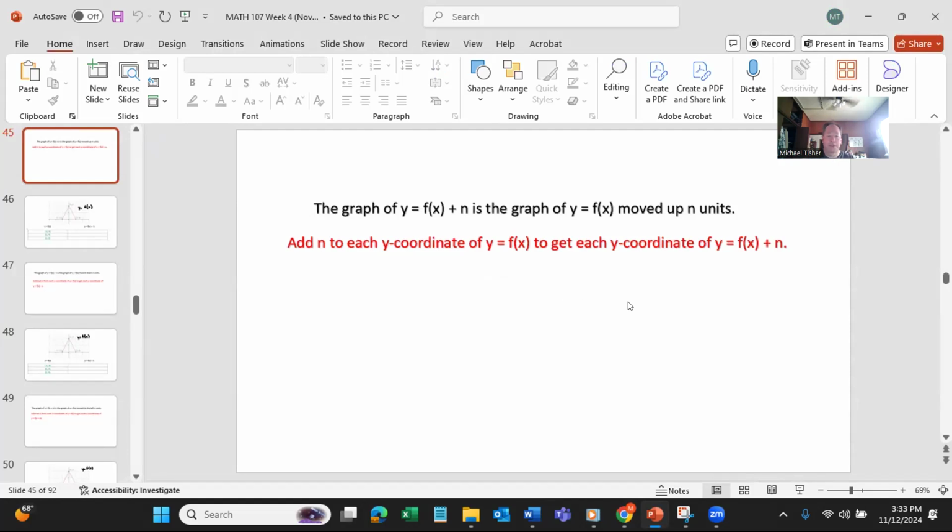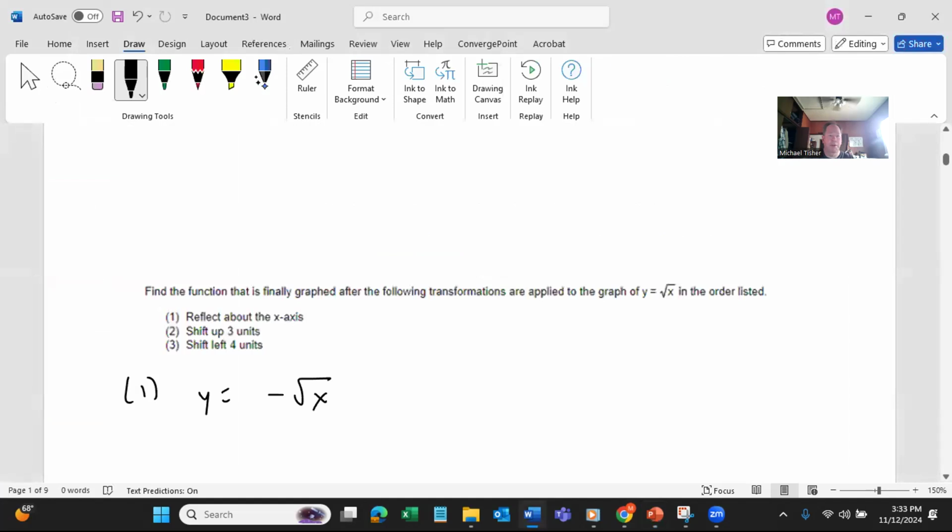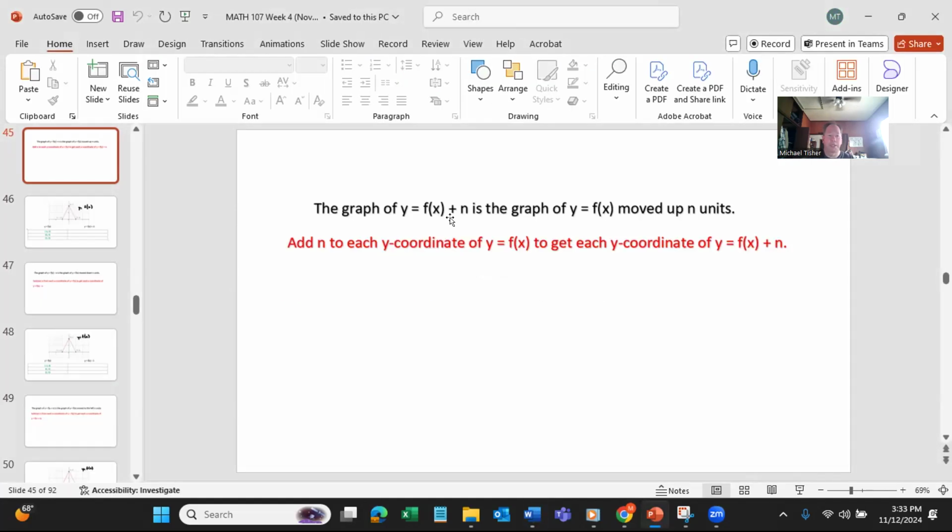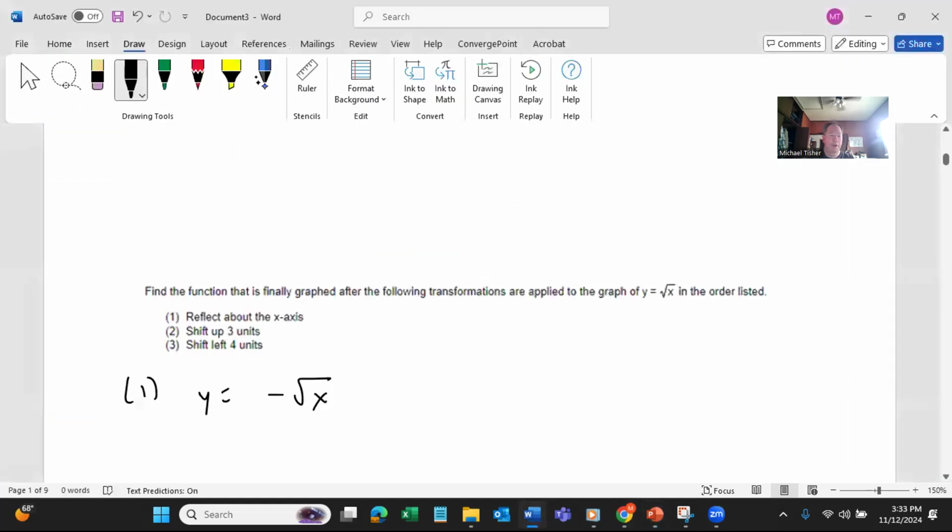In this case, we're shifting up, let's say we're shifting up 3 units. So in this case, n would be 3. And so that means we'll be plussing 3. So let's do that. Now, whenever you do this, we want to go from the previous function that we just did. So we won't go back to y equals square root of x. Instead, we'll go from y equals negative square root of x. And so number 2 now will be y equals negative square root of x, and then just plus 3.